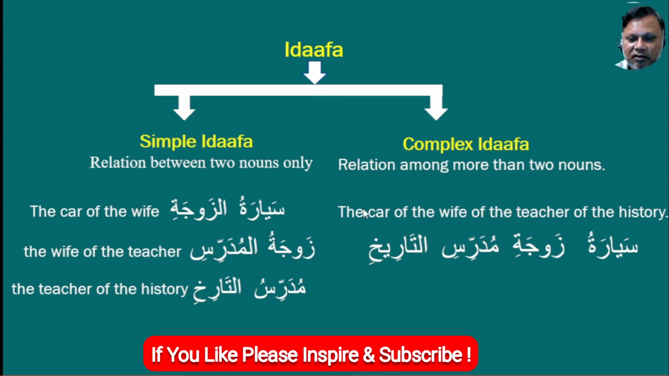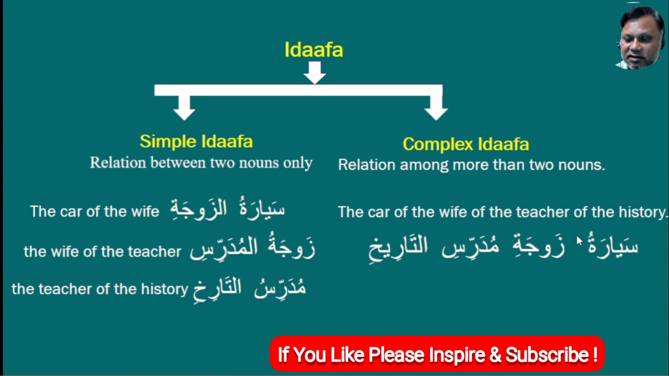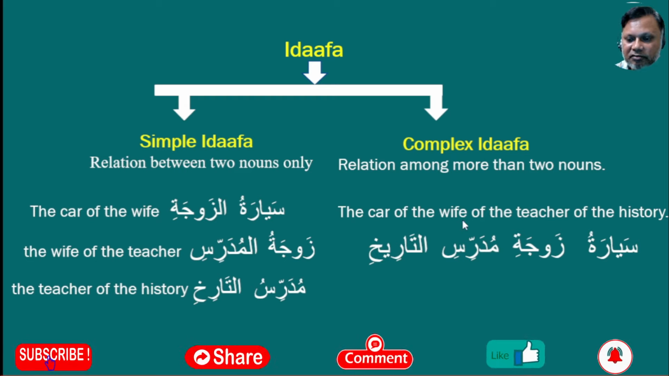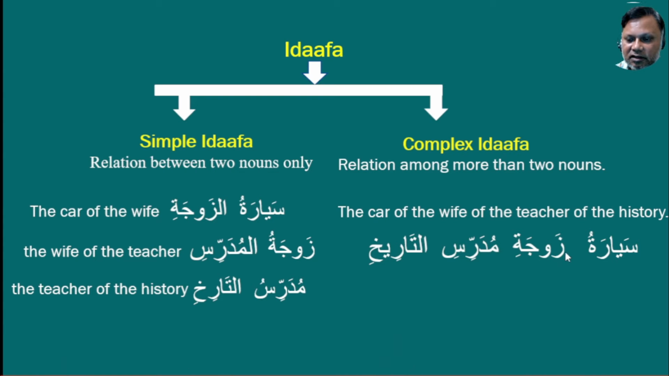So this is the sentence. Sayyaratu, the car. We cannot put "al" here because this is a specific thing. It is already specified. We don't need to put "al". So Sayyaratu, then of the wife. The wife is Jaujati, because the second noun cannot take "al". "Al" will be put only on the last noun and all other nouns will be kasra. Sayyaratu Jaujati Mudarrisu al-Tariki. This is the complex idaafa, and very simple it is.